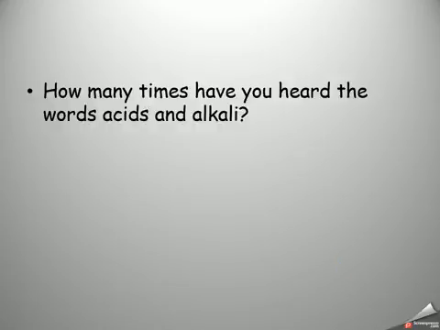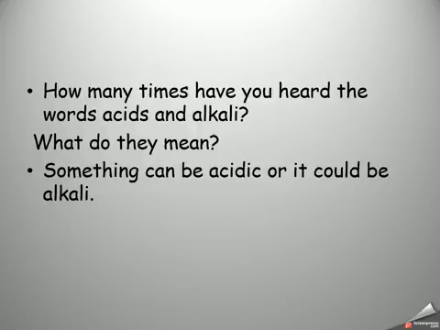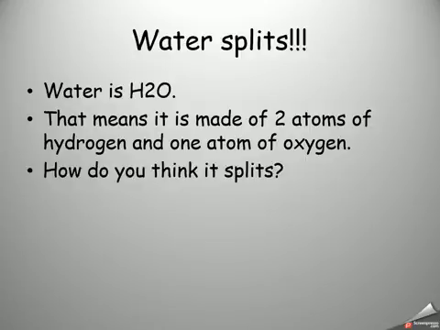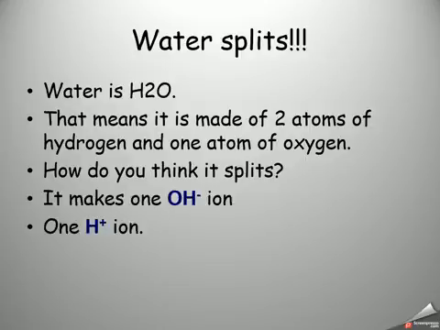Okay, acids and alkalis. How many times have you heard the word acid and alkali? Loads. What do they mean? Something can be acidic or something can be alkali. But how are they made? Water splits. Okay, that's right. Water does split. And when water splits, because water is made up of 2 atoms of hydrogen and 1 atom of oxygen, how do you reckon it splits? It makes 1 OH minus ion, and it makes 1 hydrogen ion.